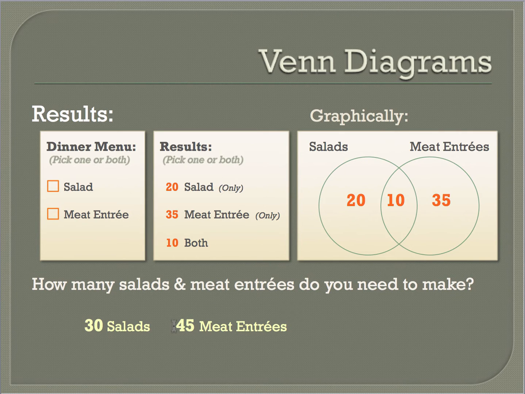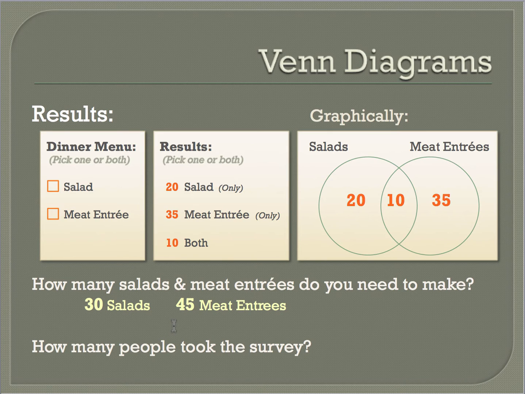Another question might be, how many people took the survey? Well, this box that you see around the entire Venn diagram has all the numbers inside of it, and these numbers have to always add up to the total number of people that were surveyed. So if I take 20 plus 10 plus 35, that total is 65 people in all. So that means if I had 65 people, I need to make sure I'm making 30 salads and 45 meats.